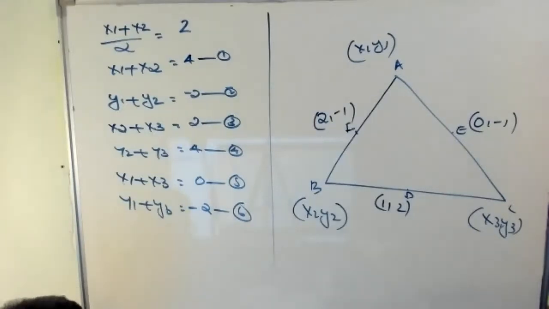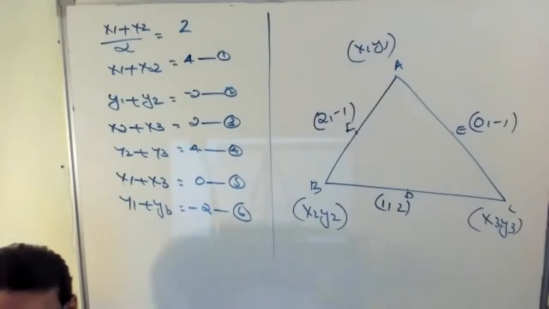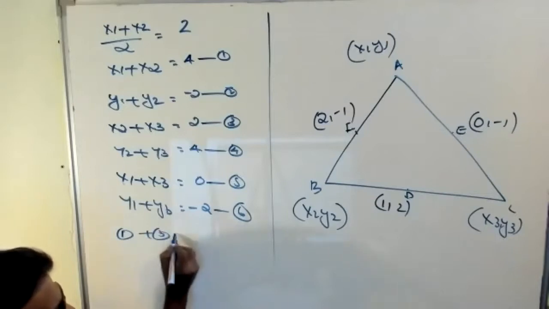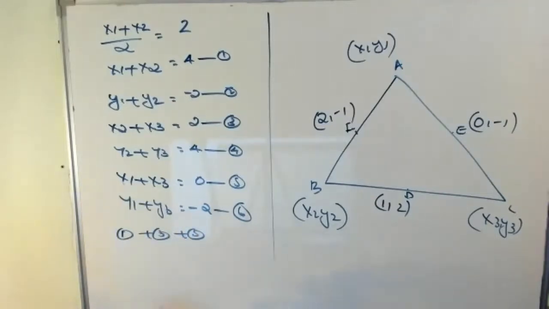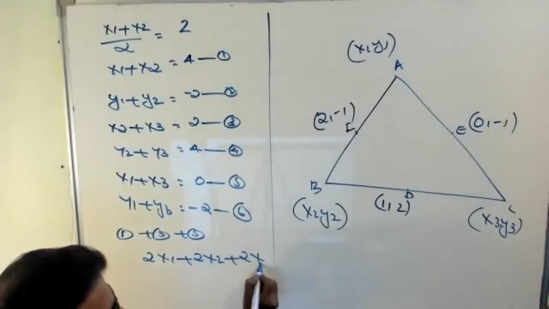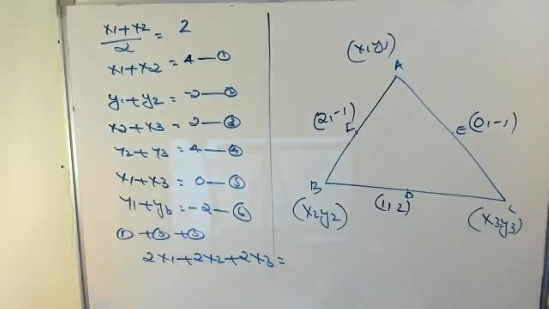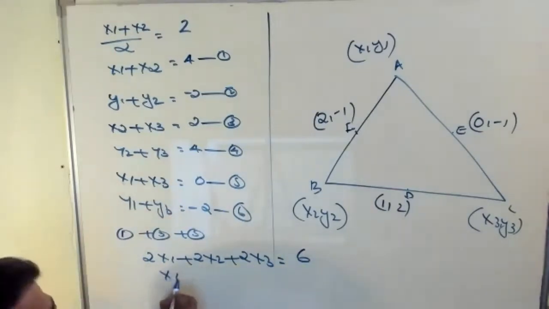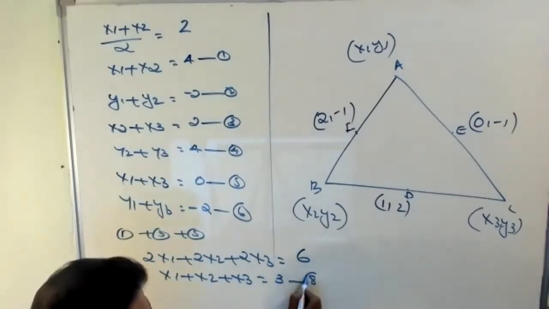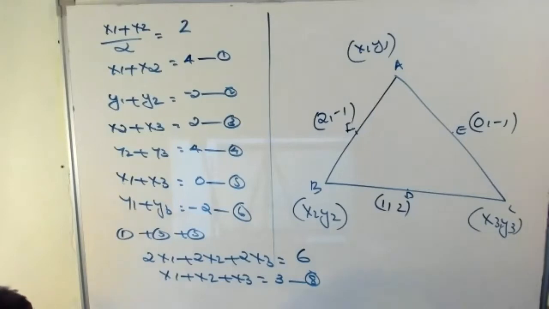Subtract 1 and 3. Okay. Add, okay. Nia, you said correct. Look here. Add 1, 3, 5. What will we get? 2x1 plus 2x2 plus 2x3 equal to what? 1, 3, 5: 6. Therefore, x1 plus x2 plus x3 equal to 3. Number 8. We got one more equation.